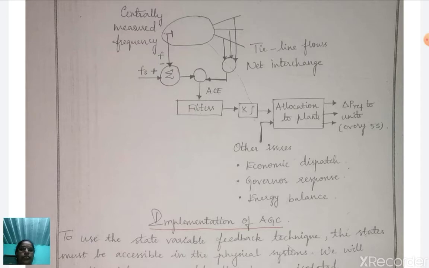Some other issues. What are the issues? Economic dispatch, governor response, energy balance. The output of allocation to plants is del P reference to units every 5 seconds only. This is the implementation of automatic generation control in an interconnected power system.